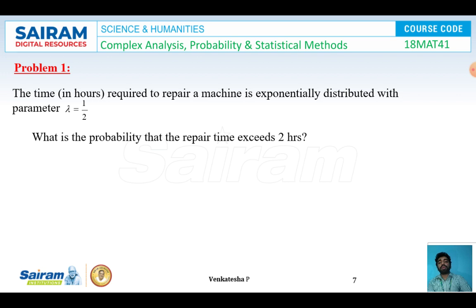Problems on exponential distribution. Problem number 1. The time in terms of hours required to repair a machine is exponentially distributed with a parameter lambda is equal to 1 by 2. What is the probability that the repair time exceeds 2 hours? So they have given that lambda is equal to 1 by 2, in the sense they have given the value of 1 by lambda, I mean the mean value will be equal to 2 here.